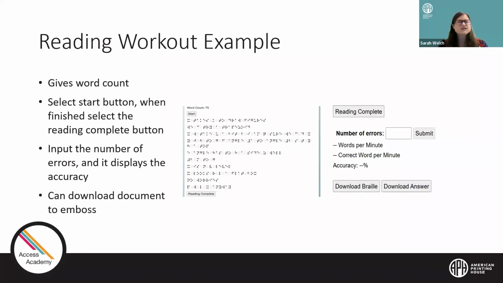And you would encounter a text box to input the number of errors. So if there were 2 errors, you put in 2. If there were none, you put in 0. And then based on that and the time it logged from when you press start to when you press reading complete, it'll come up with your words per minute, the correct words per minute, and the accuracy percentage. And you do also have a place where you can download the Braille if you want to emboss a hard copy, because that's better for some people, and to download the answers as well, which is more applicable in some areas than this.